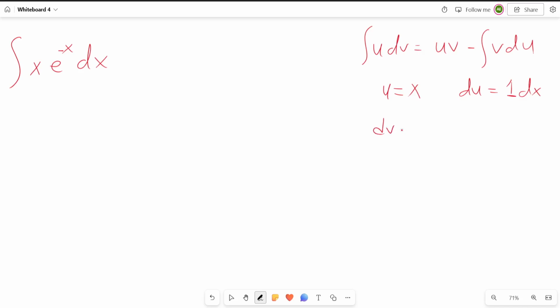And that leaves dv as e power negative x dx, which is this part, because you split it into 2 parts. V is going to be the integration of that. So integration of e to the power of negative x is basically e to the power of negative x over the differentiation of what's inside, which is going to be differentiation of negative x, which is -1. So it's basically negative e power negative x.